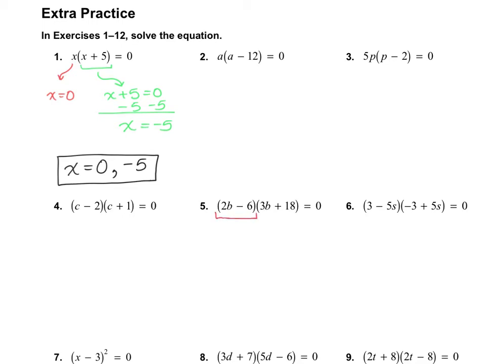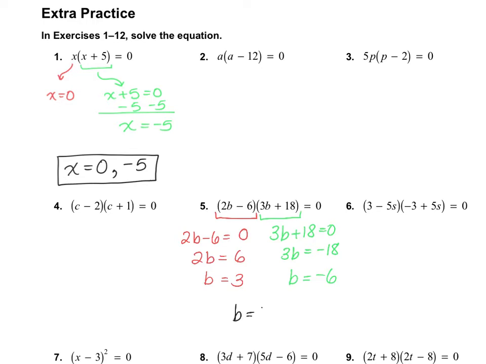I'm going to set this equal to 0, so 2b minus 6 is equal to 0. And I'm going to solve for b this time. If I add 6 to both sides, I get 2b equals 6. If I divide by 2 on both sides, I get b is equal to 3. Now I will do the other side. So this time 3b plus 18 is equal to 0. If I subtract 18 on both sides, then I get 3b equals negative 18. Now divide by 3, b is equal to negative 6. So this time my roots are 3 and negative 6.